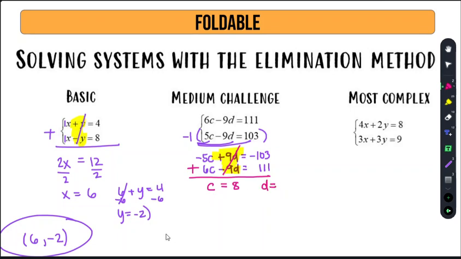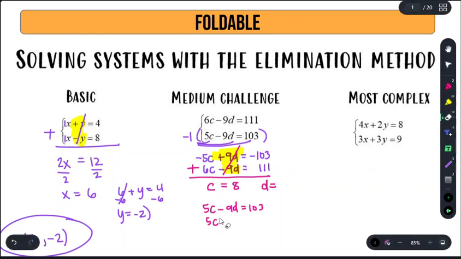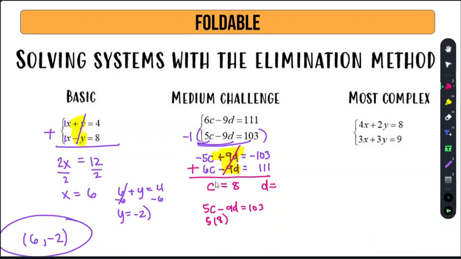If I was going to write it as a coordinate point, a rule of thumb is you would write it in alphabetical order, so our C would go first. I'm going to solve for D. It doesn't really matter which equation I'm going to use. I'll pick the second one. So 5C minus 9D is equal to 103. Again, I'm just using substitution. I've solved for C, so that means I want to substitute my C value with 8, because I said that C is equal to 8. And then now I'm just going to go ahead and solve.